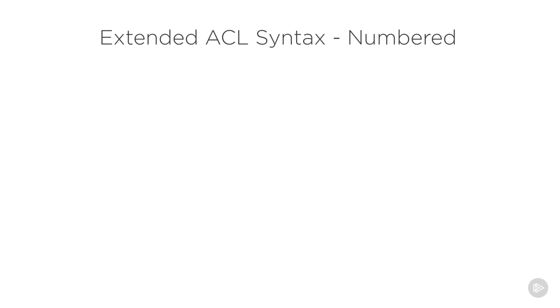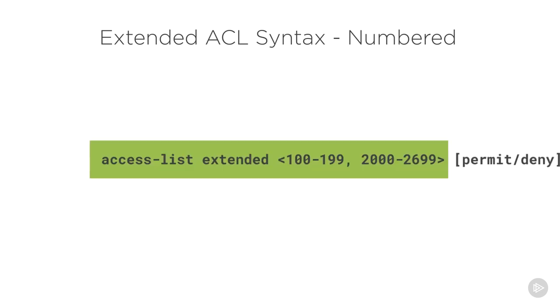Let's look at the syntax of our ACL. We'll start with a numbered access control list here. Our numbers for standard access lists were 1 through 99 and 1300 through 1999. Numbered extended access control lists range from 100 to 199 and 2000 to 2699. So the first part of our statement, we're going to select the number.